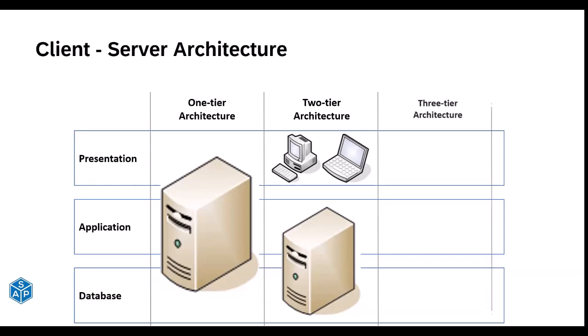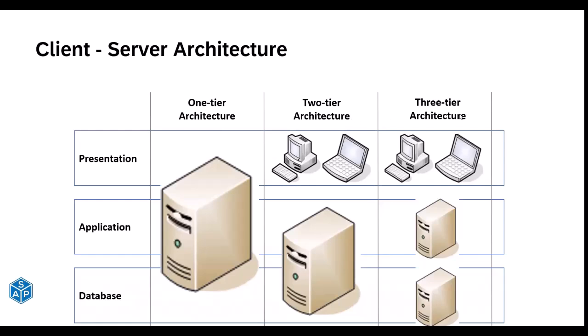Now, the most common one is your 3-tier architecture. What happens over here? You have a separate database server, a separate application server, and then a separate presentation system to access the application. So all of this resides on 3 different layers. In our case, we have installed a 3-tier architecture.